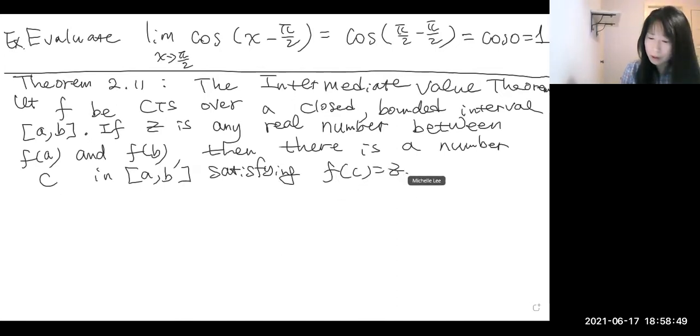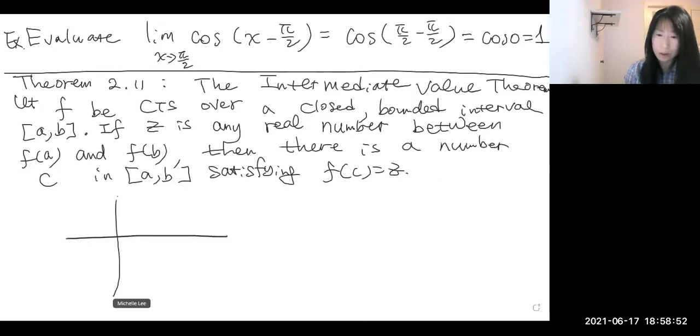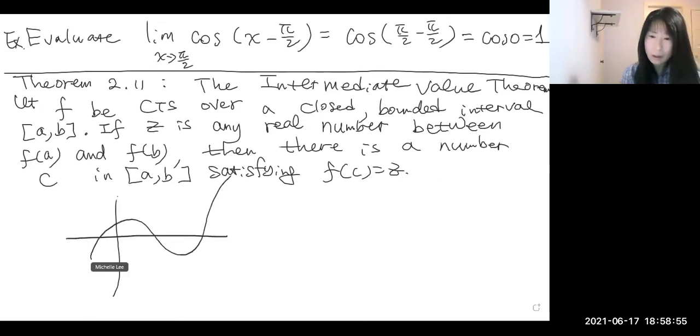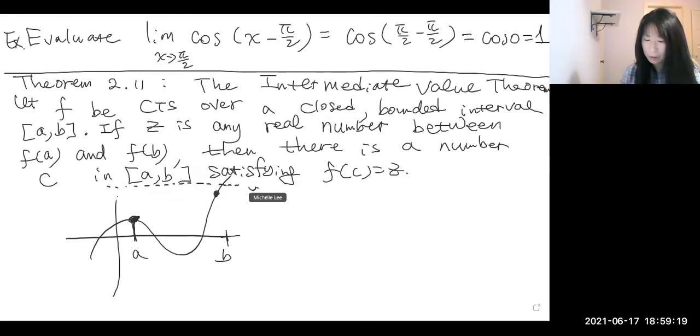Okay, so let me draw this one. I just follow your book. Let's say that here is A, this is B. We cut it off here. Then it's a closed interval, right? Then bounded means we call this the upper bound, and we call this the lower bound.